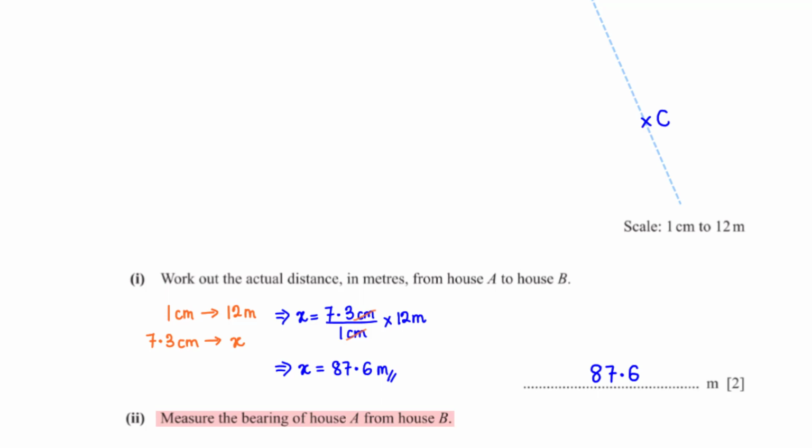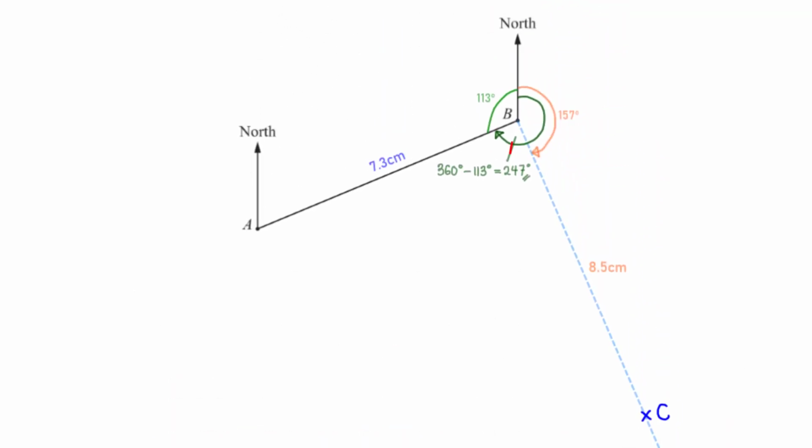Measure the bearing of house A from house B. This is the bearing of house A from house B. The easier way to get this bearing is to first measure this angle with a protractor, which gives us 113 degrees. Then we subtract 113 degrees from 360 degrees, which gives us 247 degrees.